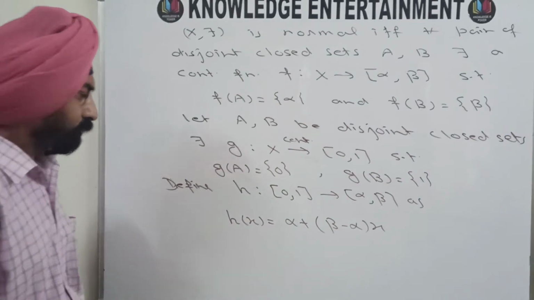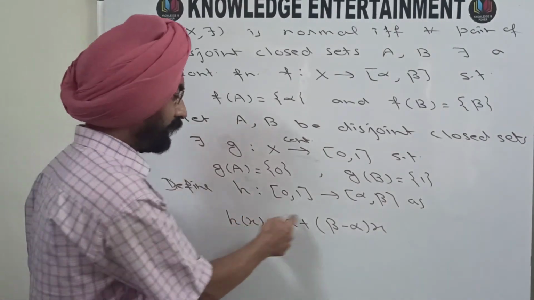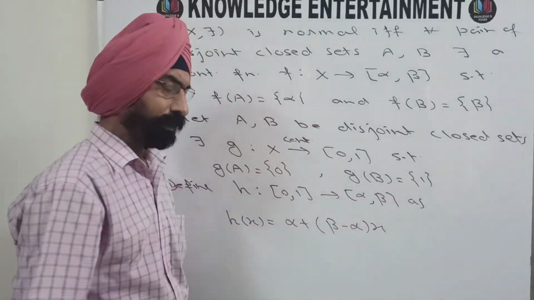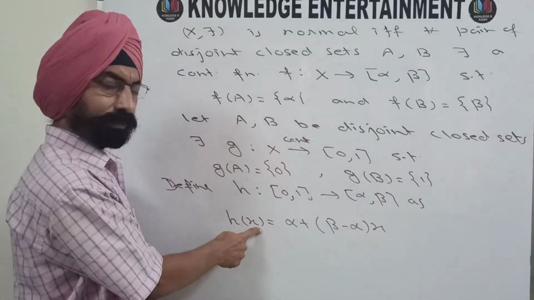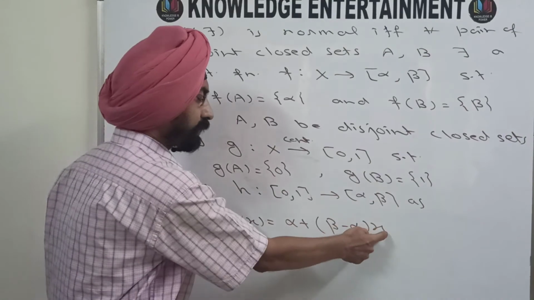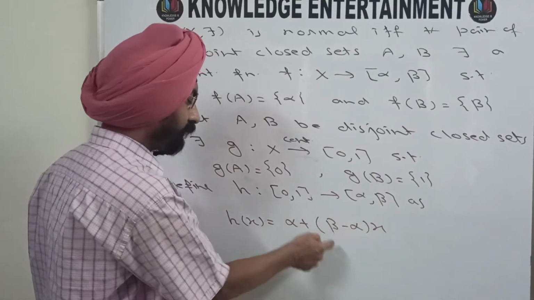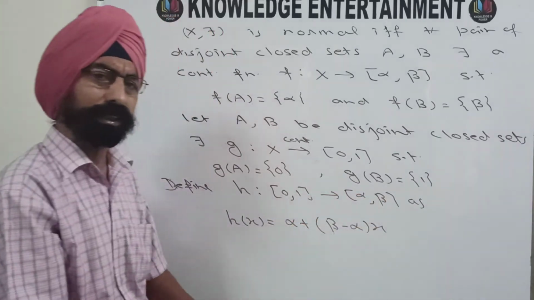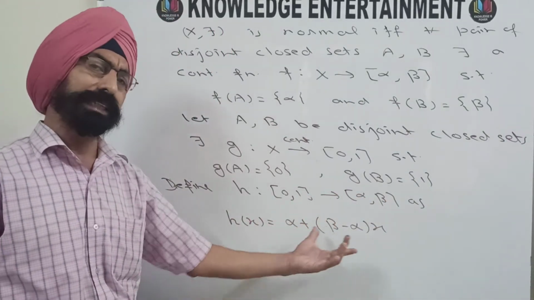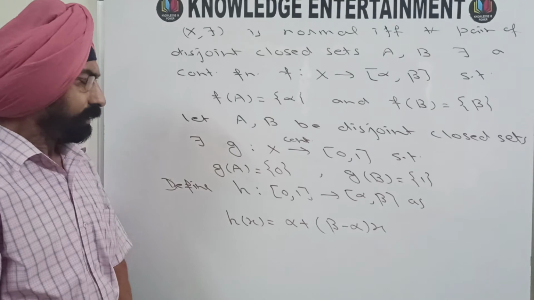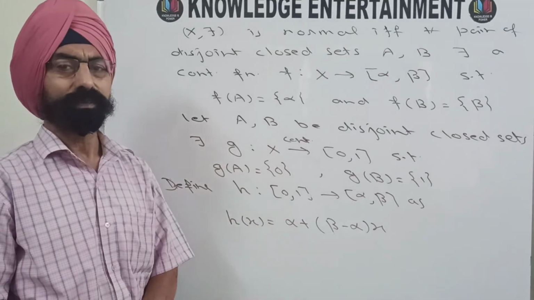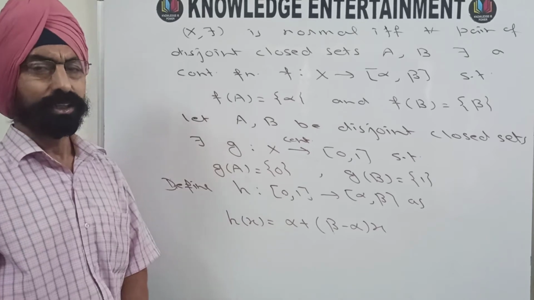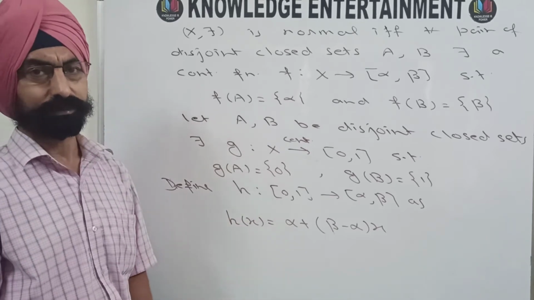Now look at what will be the image of 0. Alpha plus 0 is alpha, so image of 0 will be alpha. And what will be the image of 1? It is alpha plus beta minus alpha, alpha will be cancelled, so it is beta. Image of 0 is alpha, image of 1 is beta, so it is an onto function, an increasing function. It is also a linear function, and since every linear function is continuous, h is continuous.